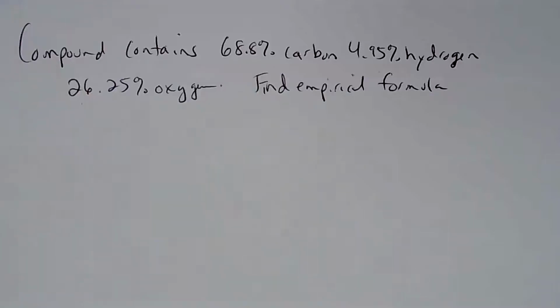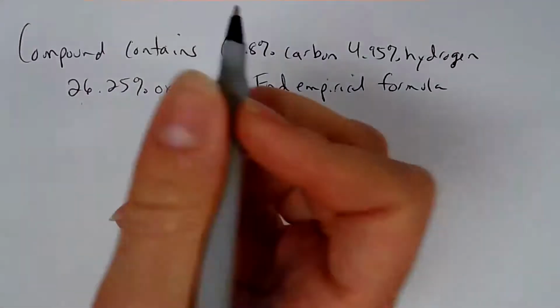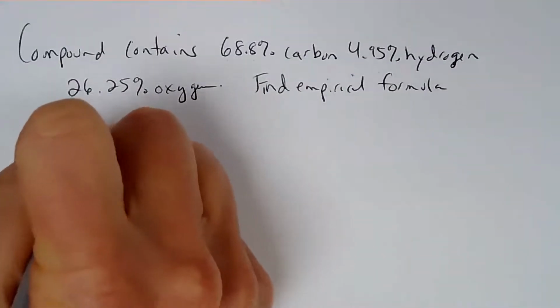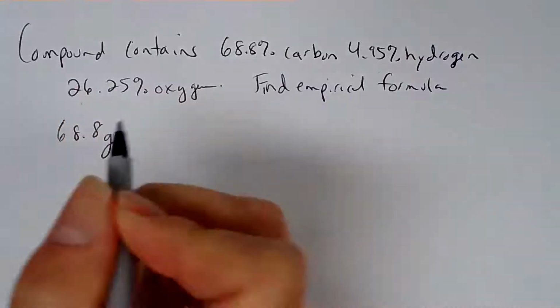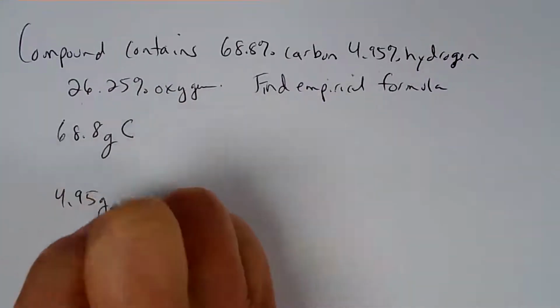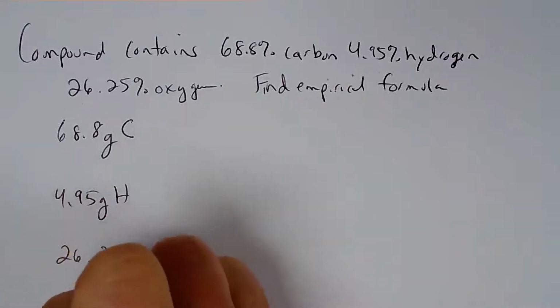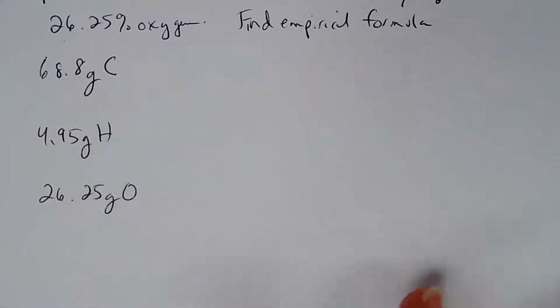This later on Canvas, so you could take a look at it. So 68.8% carbon. I'm going to convert that to grams. And you will see, like I put on my video, that I always like to write things one underneath each other so I can work across in the problem, so that it's easier for me to keep track of numbers.